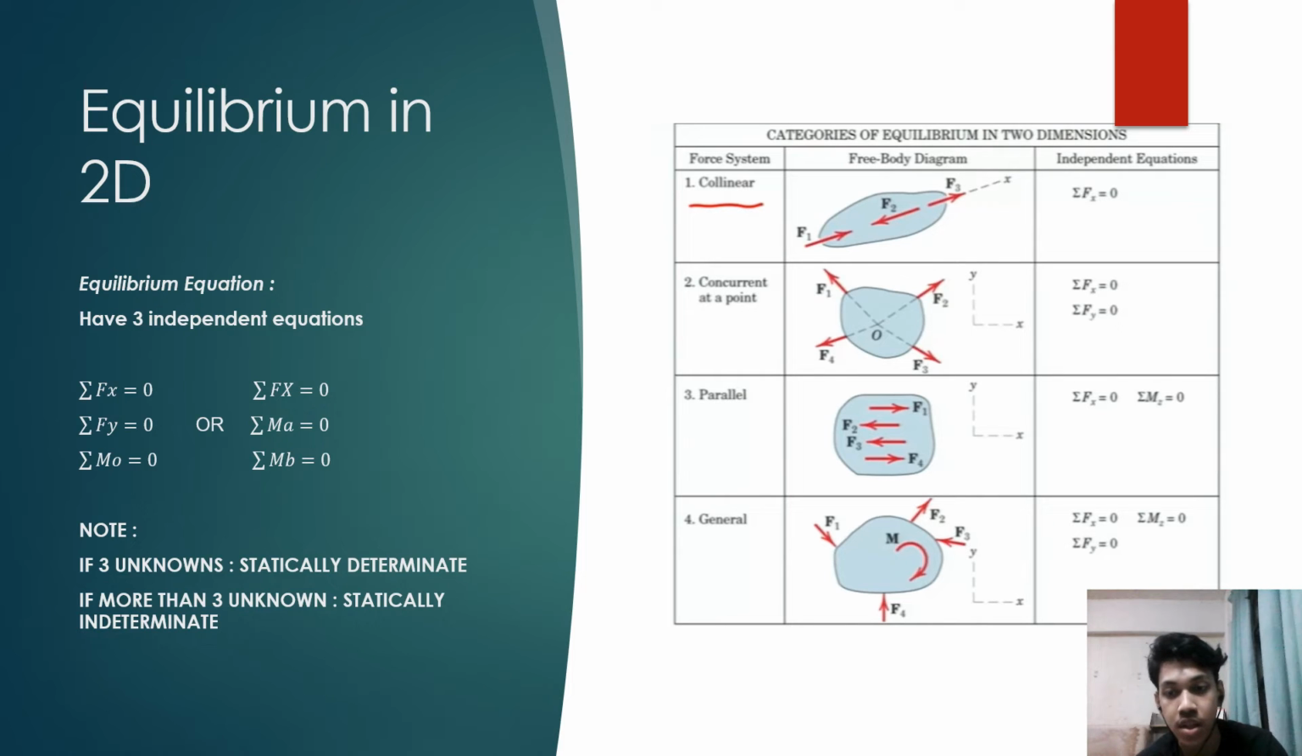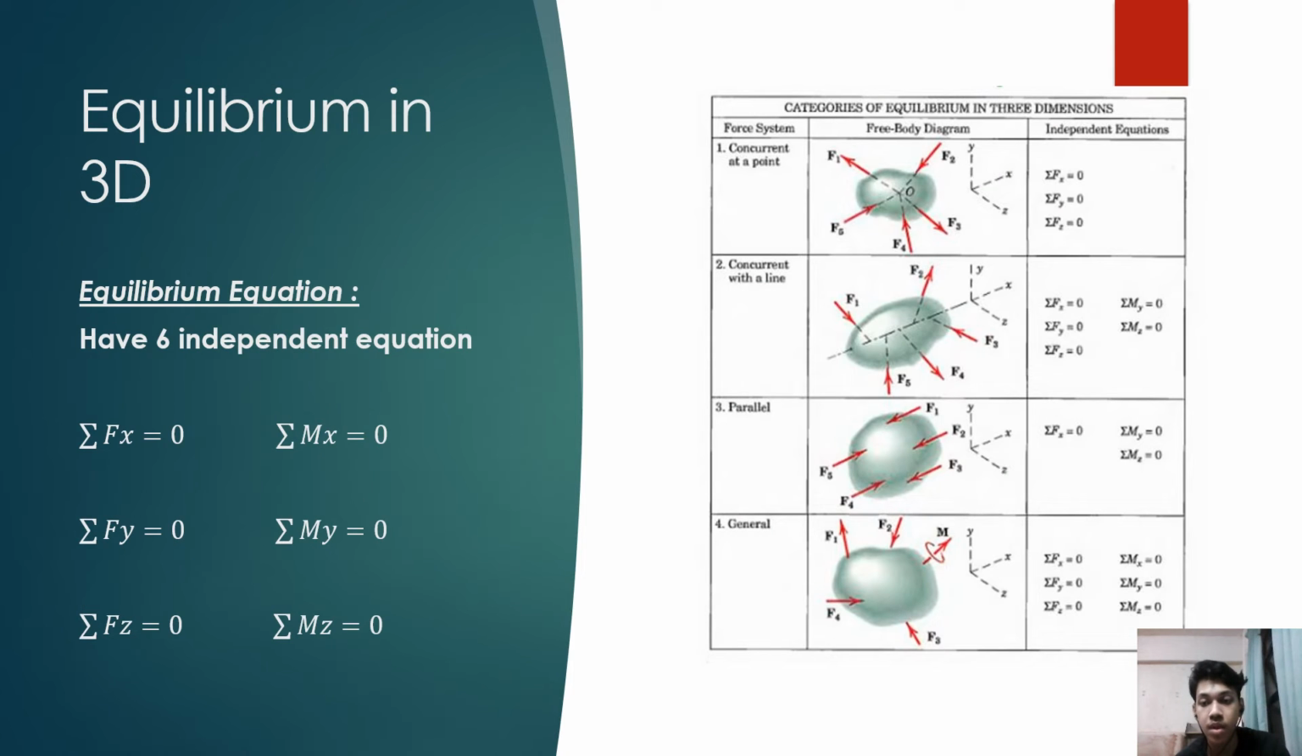Next, we are going to move to equilibrium in 3D. Basically, for equilibrium in 3D, we have 6 independent equations: Fx equal to 0, Fy equal to 0, Fz equal to 0, and the moment in the x direction equal to 0, the moment in the y direction equal to 0, and the last one is the moment in the z direction equal to 0. For equilibrium in 3D, we also have 4 types: concurrent at a point, concurrent with a line, parallel, and general.